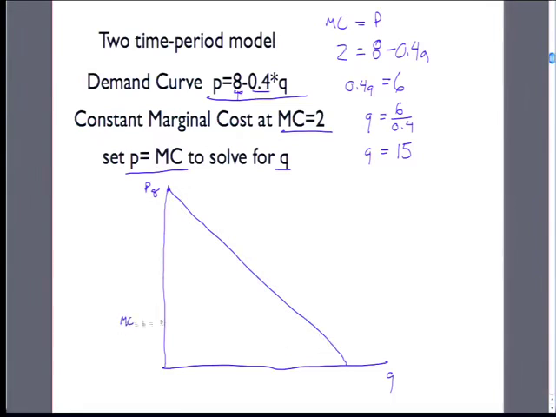And then we have the marginal cost here at 2. And then we found that marginal cost hits the demand curve at 15. Does that make sense to people? It's easy following along? Okay, we'll make it more complicated. We don't want you to think things are easy.